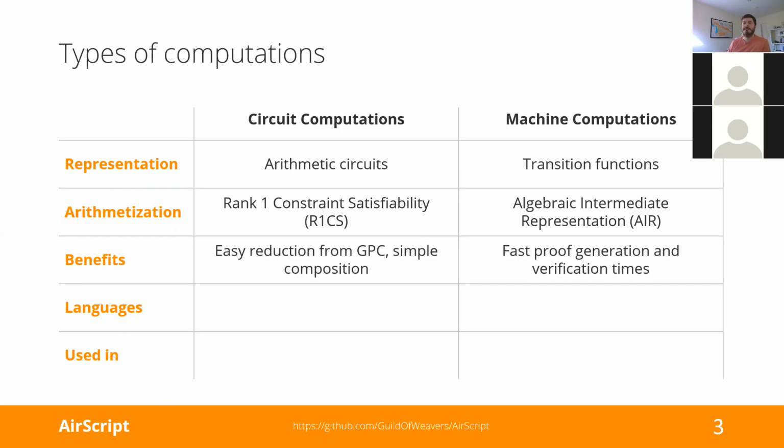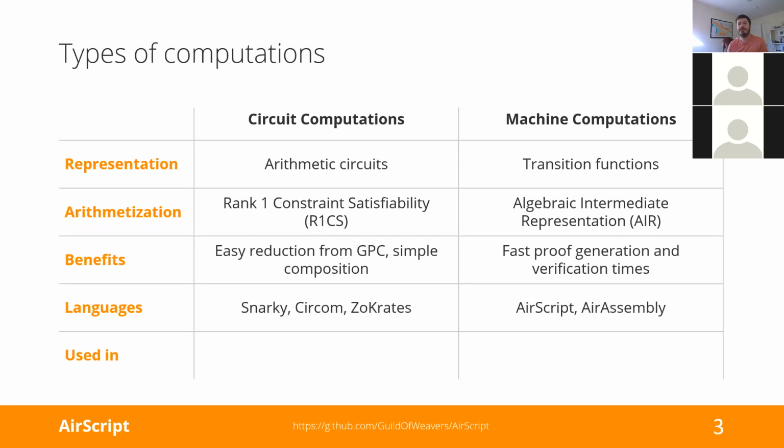And again, there are a lot of nuances here, but on a high level, R1CS is fairly easy to get from general purpose computations. The composition is fairly simple. It's not necessarily the case with AIR. It's not as easy to compose different computations together. But at the same time, AIR, because of the way it is represented succinctly, allows you to have potentially faster proof and verification times as well.